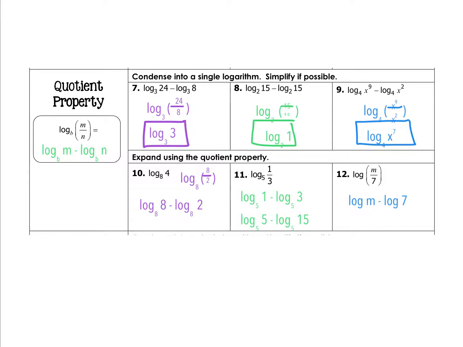And then number 12 was pretty easy. It's a log base 10, so I don't have to write that base in. And it becomes log of m minus the log of 7.